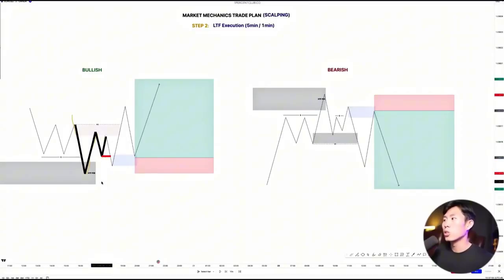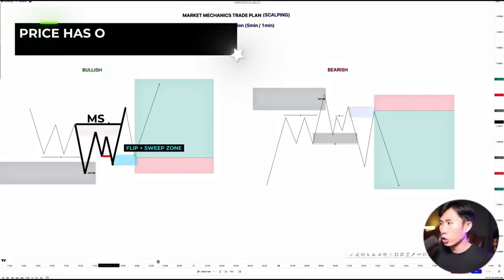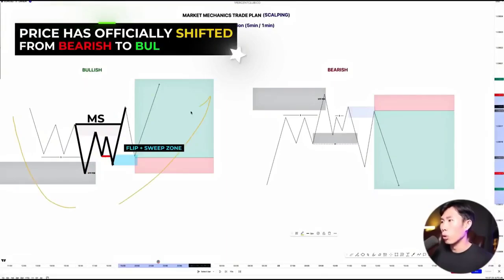So now, instead of entering right here, we want to wait for price to create that flip plus sweep zone. So price later comes down here, sweeps the available liquidity below this swing low, gives us our flip plus sweep zone before price goes up there and creates that market shift, which confirms to us there's a shift in structure and price has officially shifted from bearish to bullish.